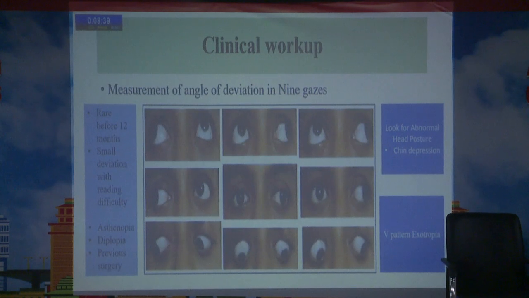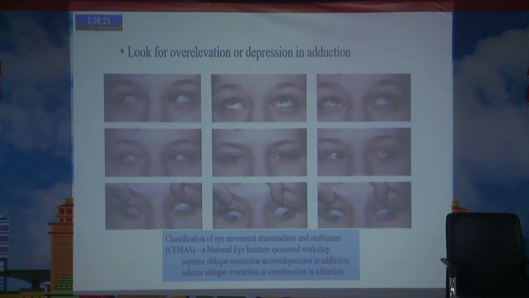Coming to the clinical workup, very important is you have to see in the 9 gazes and look for any abnormal head posture or any chin depression in these cases. In this case, what you are finding is a V pattern exotropia. The classification of eye movement abnormalities and strabismus, a National Eye Institute sponsored program, always said to look for the over elevation or depression in adduction, and that will give you an idea of whether there is a superior oblique overaction or an inferior oblique overaction.